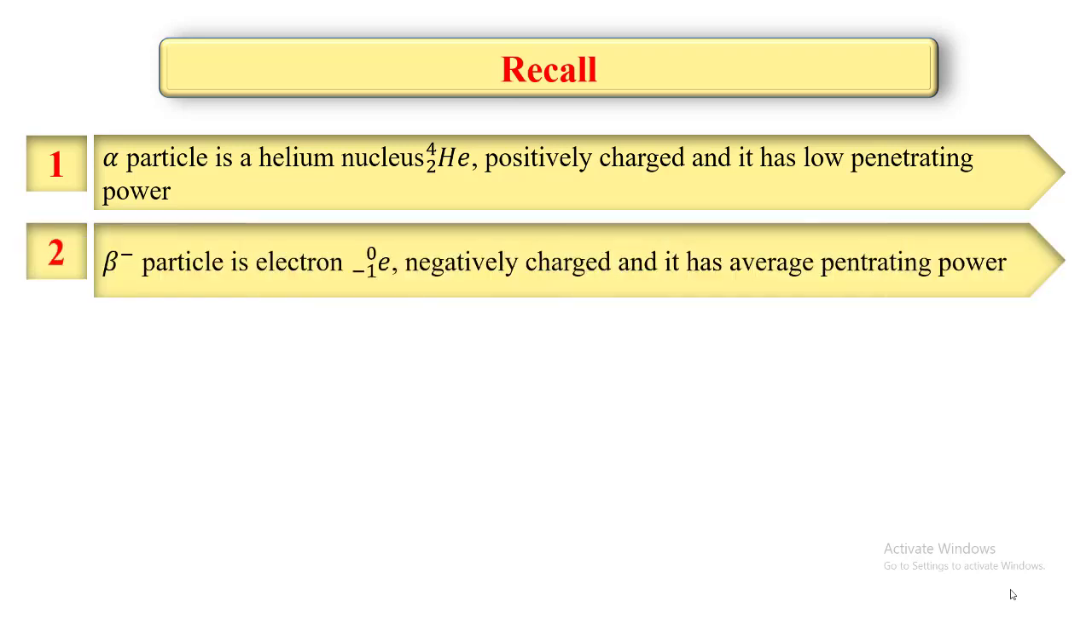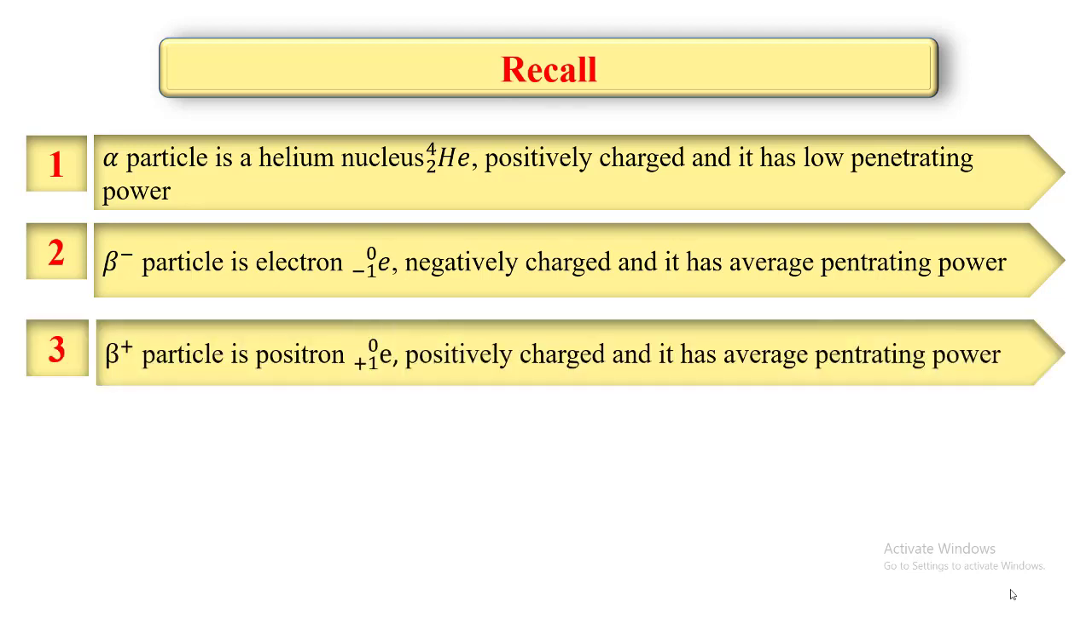Also, we have discussed the beta minus decay, and such kind of decay takes place when an electron is emitted. It is negatively charged and it has average penetrating power. Beta plus decay is also discussed, and it takes place when a positron is emitted and it is positively charged and it has average penetrating power.